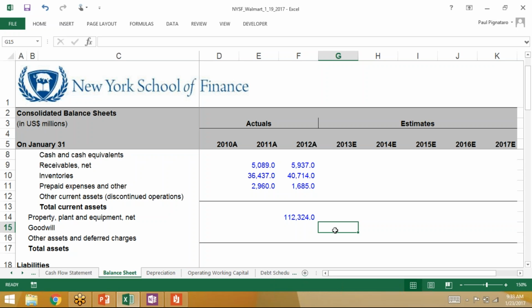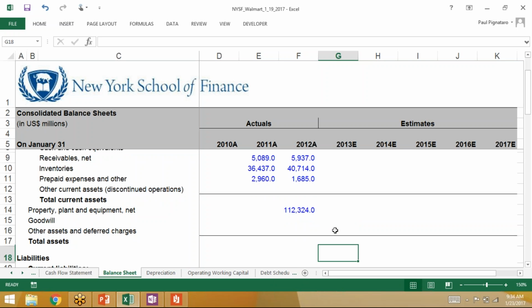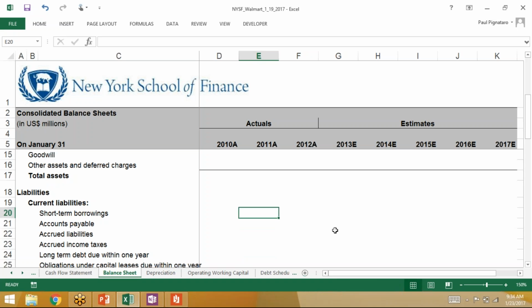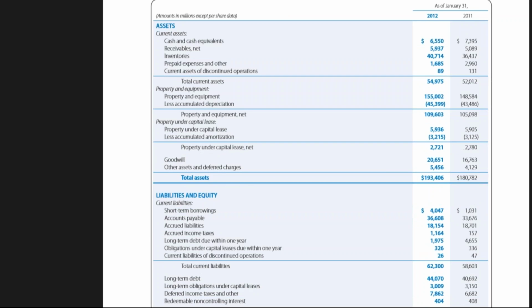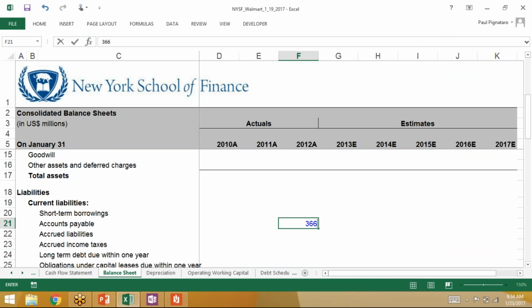Okay, you guys have that? Okay, might as well just kind of lay out everything. Let's lay out the liabilities. Not everything, but just the current liabilities. So accounts payable, 36608.